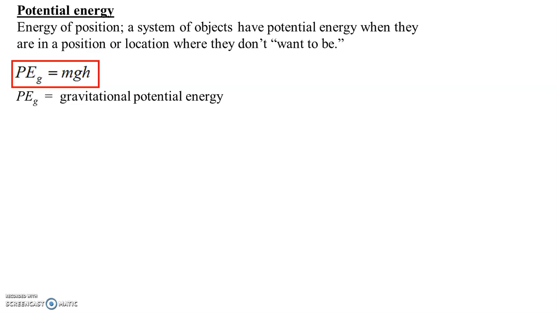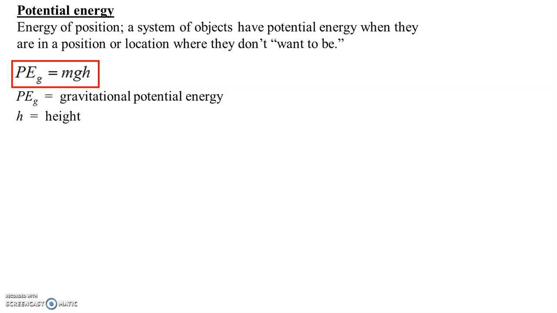M is mass. We don't need to redefine that. G is acceleration due to gravity. I'm not going to define it here on the slide, but of course, when you list it on your new equations list for the packet, you will define every term, whether it's new or old. But H, that's a new term. We haven't officially defined that, so we'll call H height.